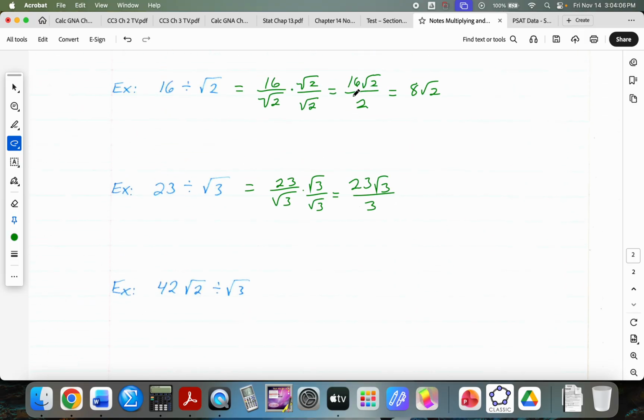This is called, you guys are cracking me up, this is called rationalizing the denominator. It's called that because a square root of 2 or the square root of 3 is something that's called an irrational number. It's irrational because you can't write it as the ratio of 2 whole numbers.